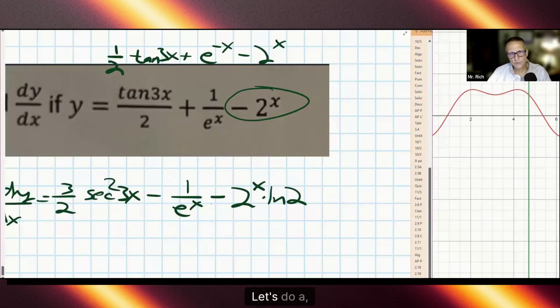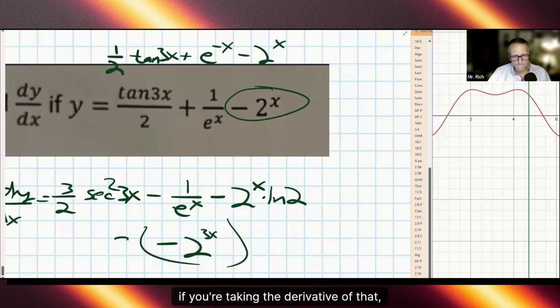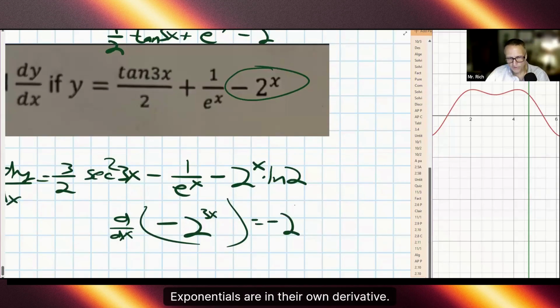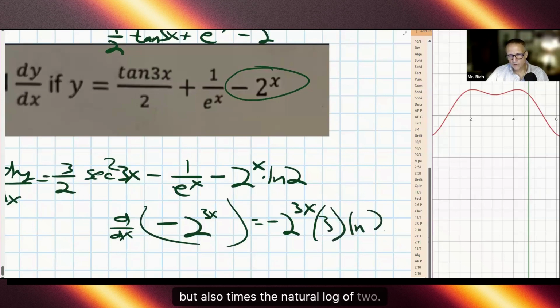All right. Let's do a slightly different derivative of this. Like if it was negative 2 to the 3x, if you're taking the derivative of that, right, then you've got chain rule and you've got this log multiplier. So it is its own derivative, right? Exponentials are their own derivative always like that, but by the chain rule times 3, but also times the natural log of 2. That becomes the derivative right there.